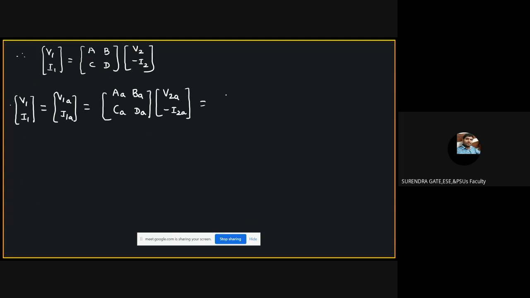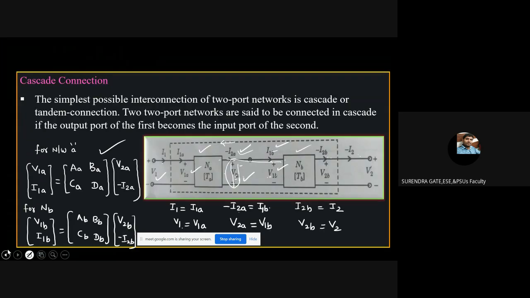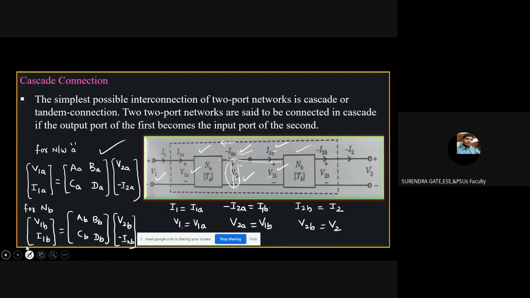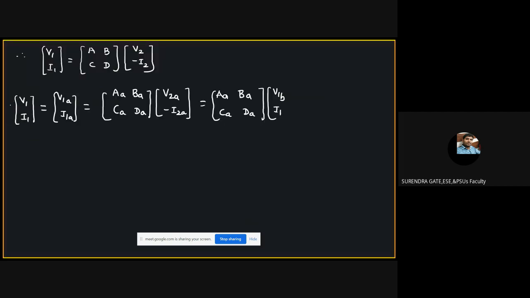This is also equal to, shall I write like this, the matrix AA, BA, CA, DA. What is V2A, students? Shall I write V2A equal to V1B? And minus I2A equal to this one, I1B. Then V1 I1 is equal to, finally, what am I getting?